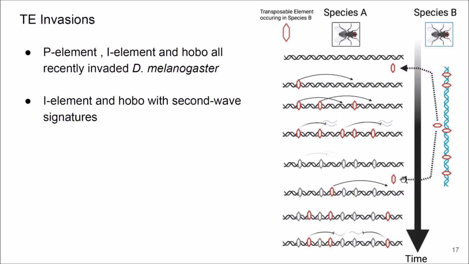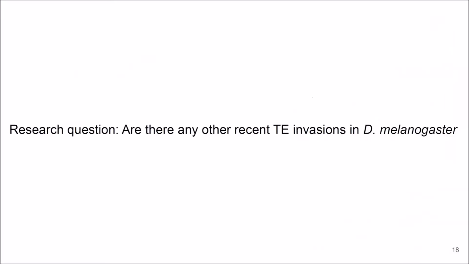And then eventually a copy from a different species arrives in the species range of species A, Melanogaster in this case. And since there is no active defense anymore, it can just proliferate again and produce new copies. And this is how you have the second wave signatures of new and old insertions. So this is something that we know has happened several times in the last 100 years, at least 3 times.